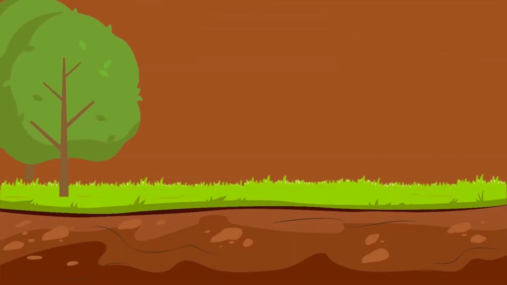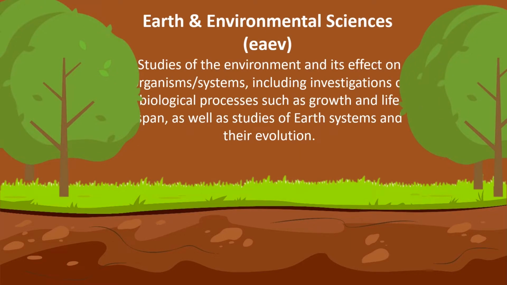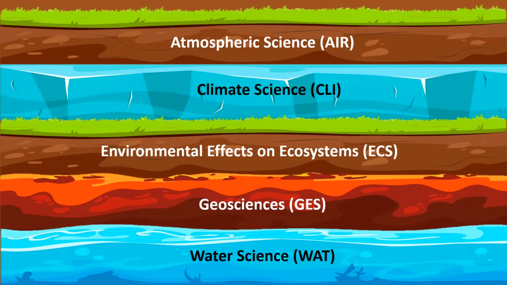Whereas, for the category of Earth and Environmental Sciences, these are studies that concentrated on the environment and its effect on organisms or systems. In detail, it has at least 5 subcategories such as atmospheric science, climate science, environmental effects, ecosystem, geosciences, and weather science. It contains projects like river systems, flooding, pollution, atmospheric changes, and weather conditions.